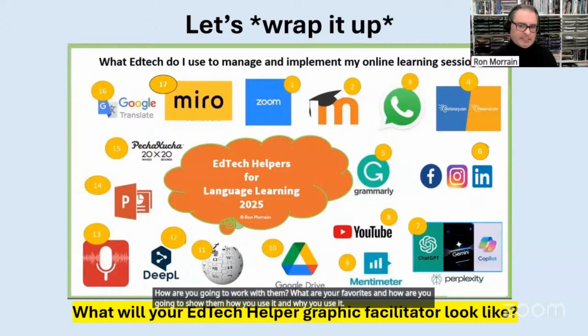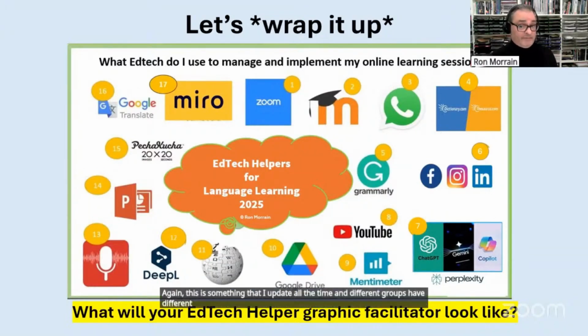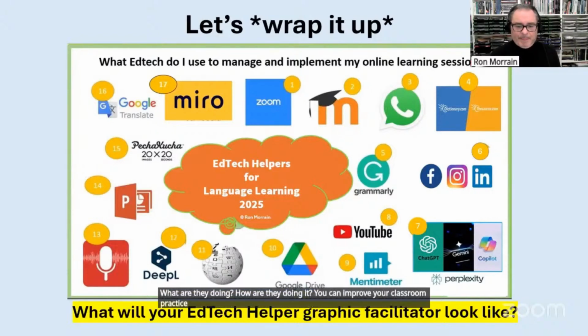Again, this is something that I update all the time, and different groups have different graphic facilitators. What you're looking at here is for a group of my university first and second semester students. And they use all of these right here. And many of those they taught me how to use. So be open to reverse mentoring. Listen to your students. What are they doing? How are they doing it? And maybe you can improve your classroom practice by listening to them.